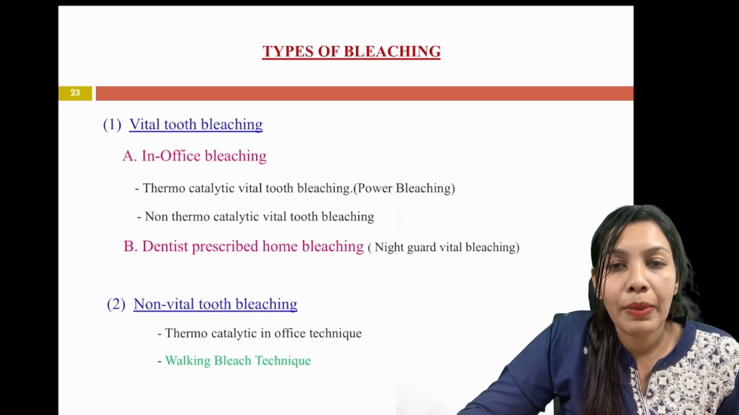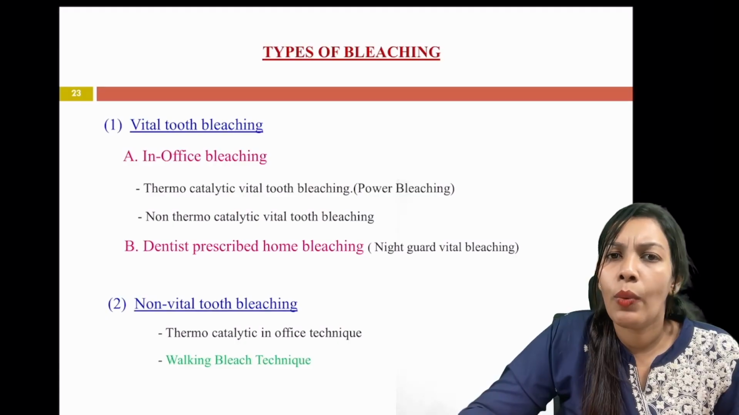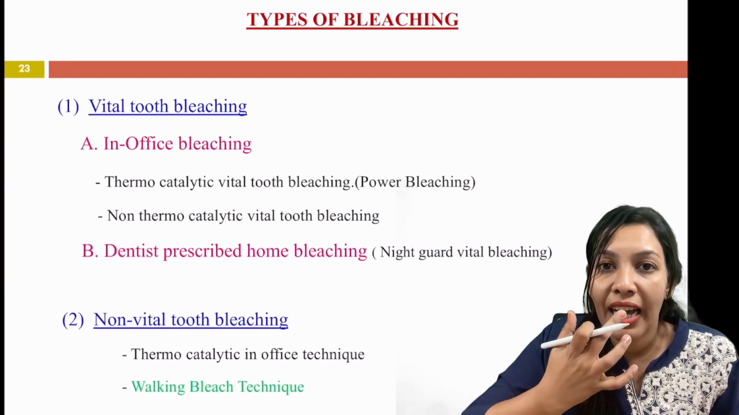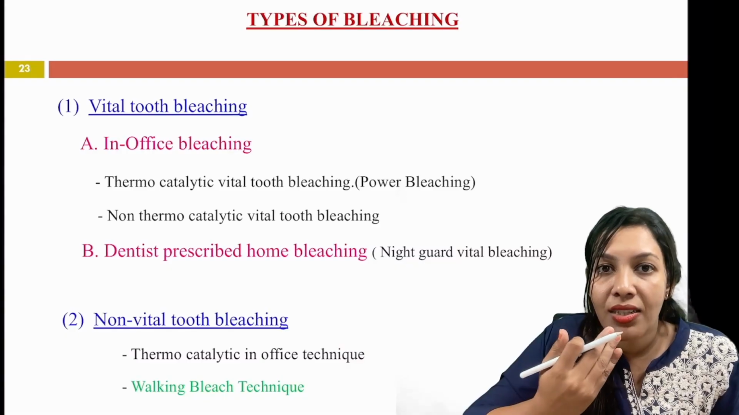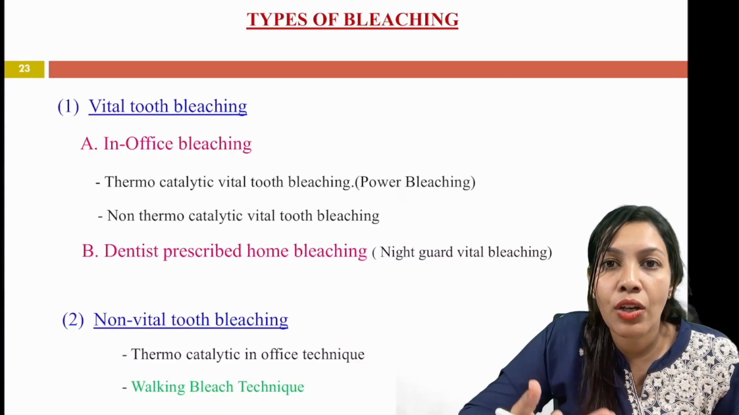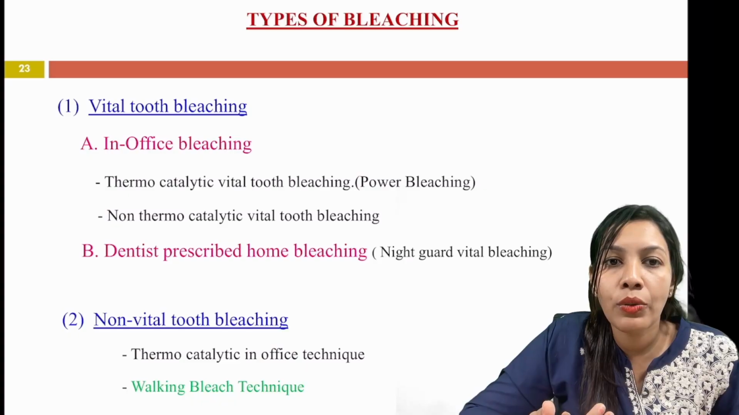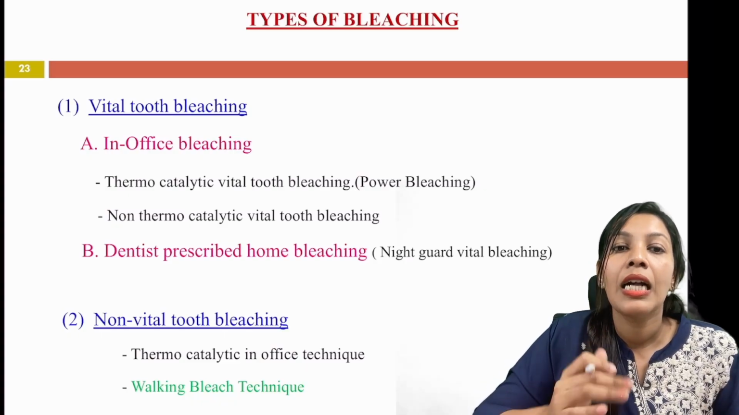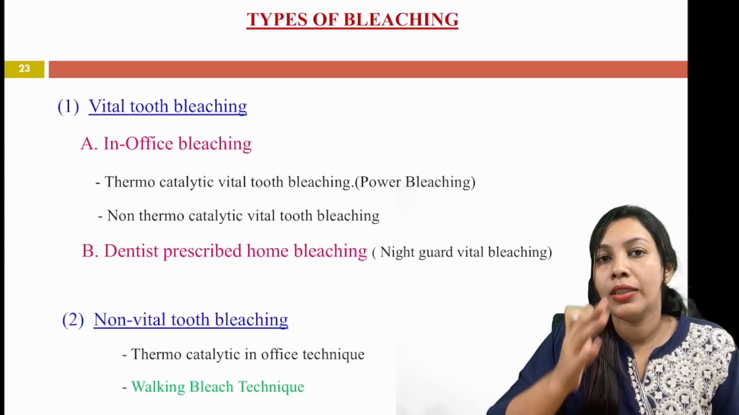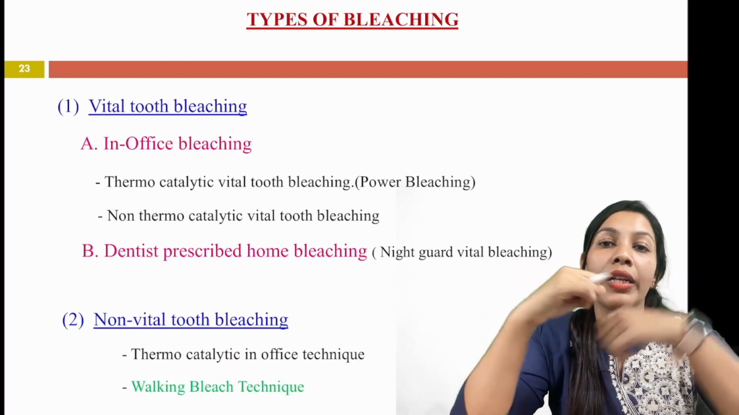Next are the various bleaching techniques. There are vital bleaching and non-vital bleaching. Vital bleaching means the tooth is live, but discoloration is there. The patient wants a higher tone of color. So what we do, two types are there. It is done on the outer surface. Think that since it is vital, we need to do it on the outer surface.